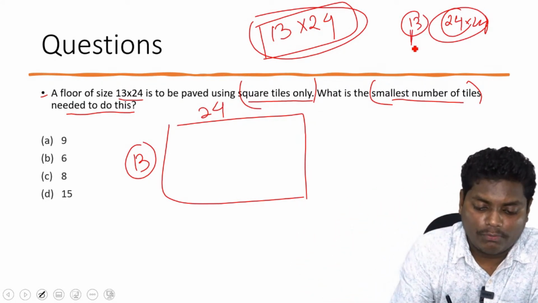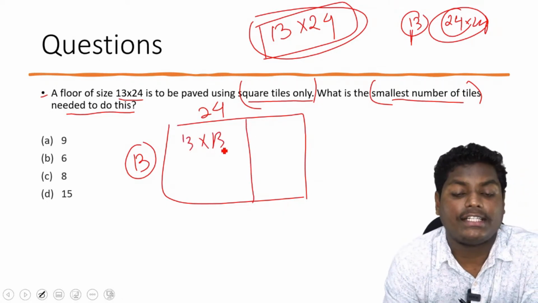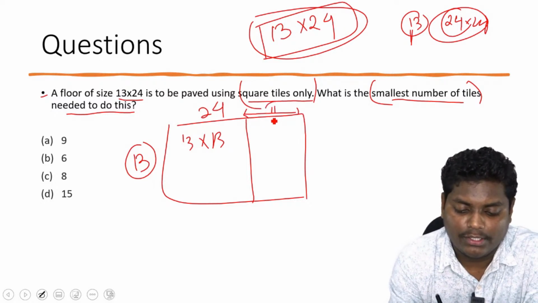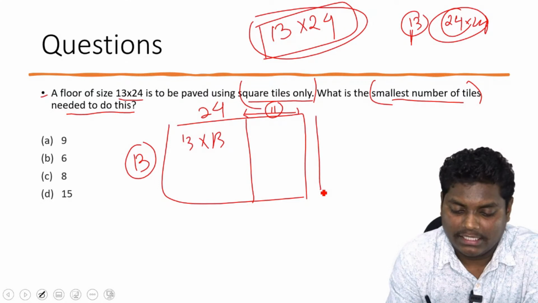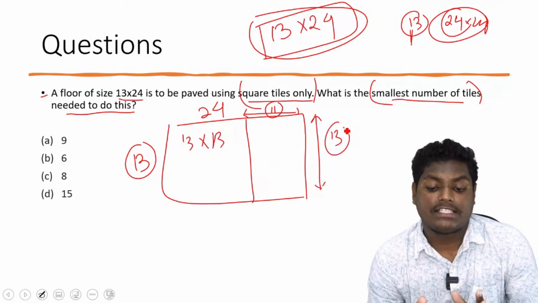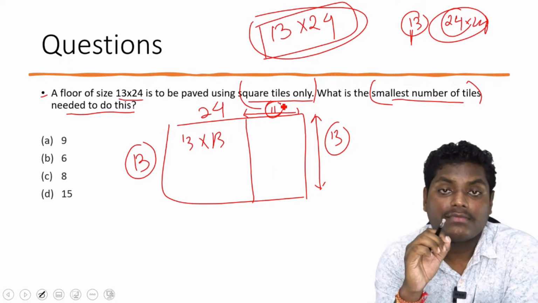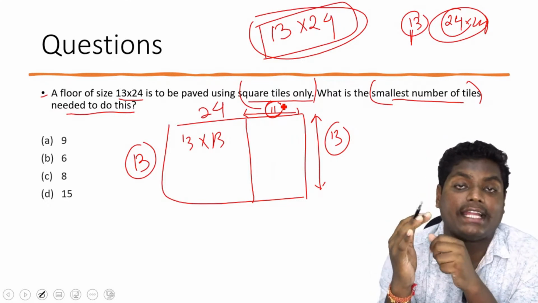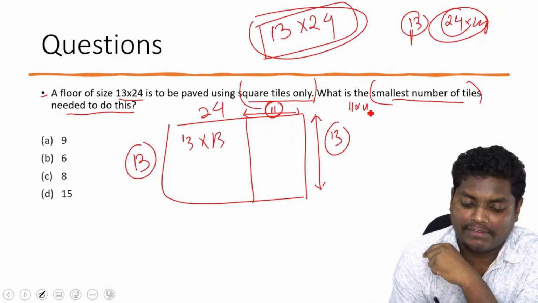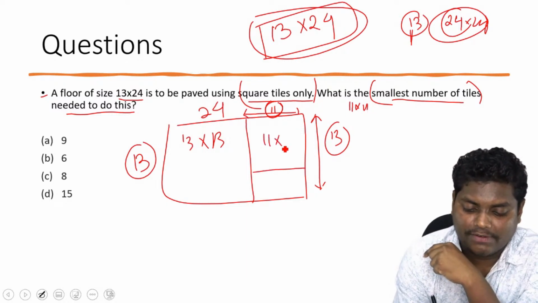So first we can take a 13 cross 13 tile. What will be left here? 24 minus 13 will be 11. So we are left with this 11 cross 13 space. Now what is the next largest square tile we can take? We can take 11 cross 11.